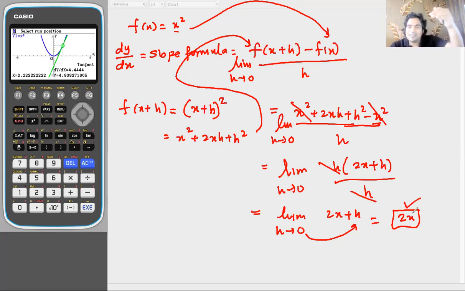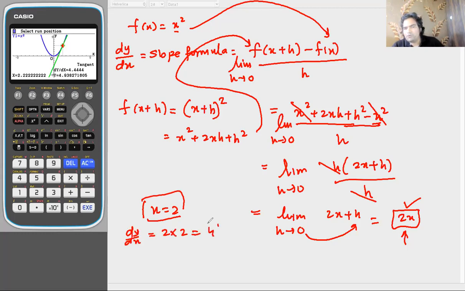Now, you can see that for a quadratic, it is not coming as a fixed value. It is coming in terms of x. So if I wanted to find out, let's say, the slope of this tangent being drawn at x equals 2, in that case, your slope, dy by dx, will be 2 times 2, which is 4. And let's check out whether this answer is true or not.